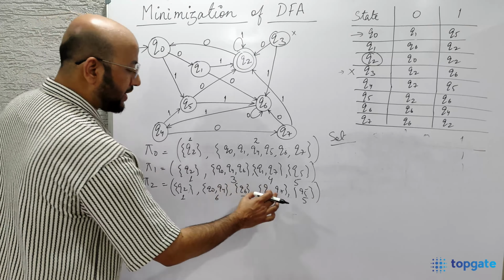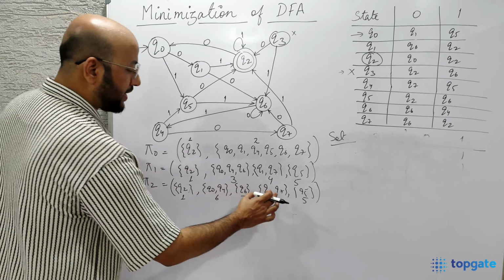Next state I'll take, say, Q1, Q7. I have this Q1, Q7, so I'll take Q1, Q7 here. Now Q1, Q7 again for 0. So Q1, Q7 for 0, I'm getting Q6, Q6. So I'll see if I have Q6 here. Yes, I have Q6. So I'll simply write Q6 here. Similarly for 1, Q1, Q7 for 1, I'm getting Q2, Q2. So I have Q2 here. Yes, I have Q2. So I'll simply write Q2 here.